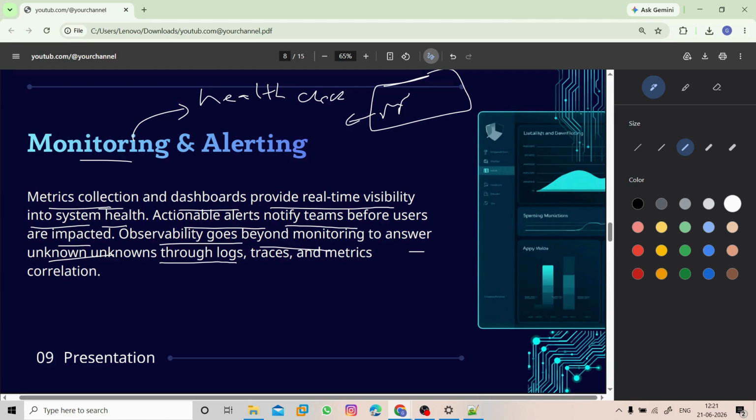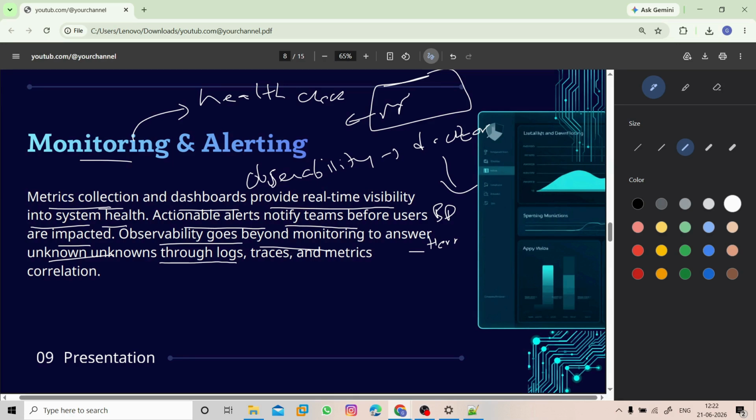Next one, observability is like being a doctor. It tells us and helps us understand why something went wrong. A doctor will check our BP and heart rate and all those things. That is the thing for observability: why something went wrong.